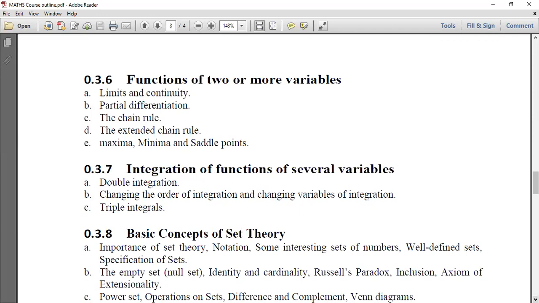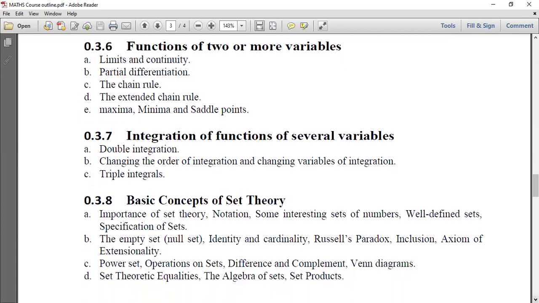So you see the module is arranged in such a way that there is logic. First of all, we look at numbers, limits, convergence, sequences, series, convergence. Then when we look at functions, we also look at limits, differentiation, integration, convergence, divergence. Functions of two variables, the same thing. We're going to look at limits, partial differentiation. Of course, you apply the chain rule, extended chain rule, the stationary points, maxima and minima points, and also saddle points. But now these are functions of two or more variables.